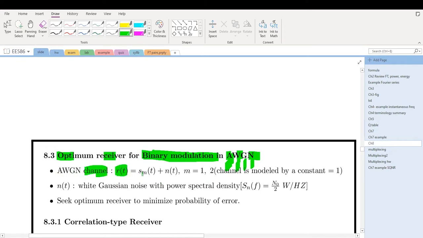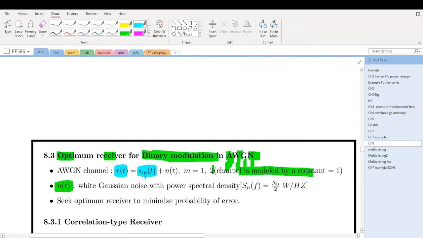The received signal is s_m(t), that's the pulse we transmitted. And at the receiver, we add the noise now. m equals 1 or 2, depending on whether digital 1 is transmitted or digital 0 is transmitted. The channel is modeled as ideal, a constant equal to 1. So this is a received waveform. This is a transmitted waveform.